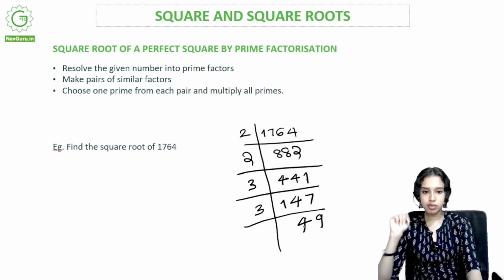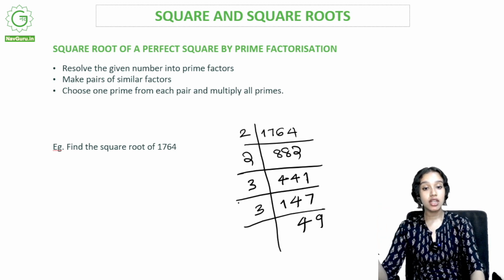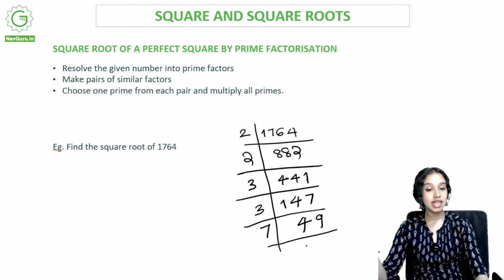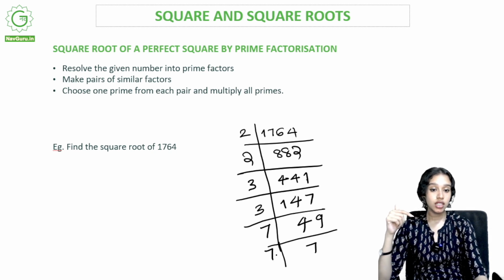So is this divisible by 3? 9 plus 4 is what? 13. It's not divisible by 3. Now what is the next prime number? It's 5. So is it divisible by 5? It's not divisible by 5. Now next one is 7. Is it divisible by 7? Yes, it is. It's divisible by 7, 7 times. So again, we have 1 7 is 7.